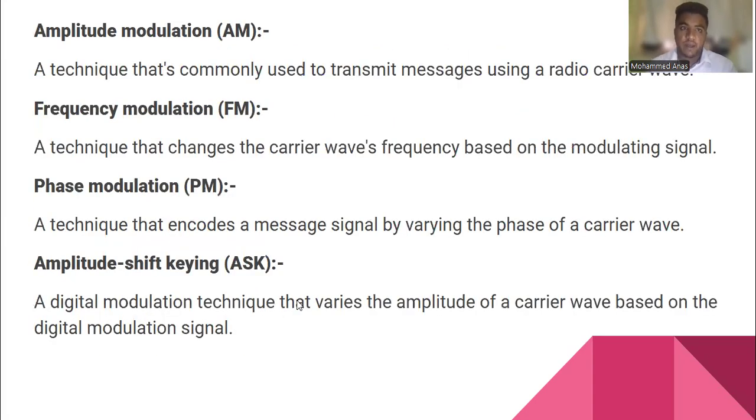First, AM, amplitude modulation, a technique commonly used to transfer messages using radio carriers. In FM, frequency modulation, a technique that changes the carrier wave frequency based on the modulating signal. In PM, a technique that encodes a signal by varying the phase of the carrier wave. ASK is a digital modulation technique that varies the amplitude of a carrier wave based on the digital modulating signal.